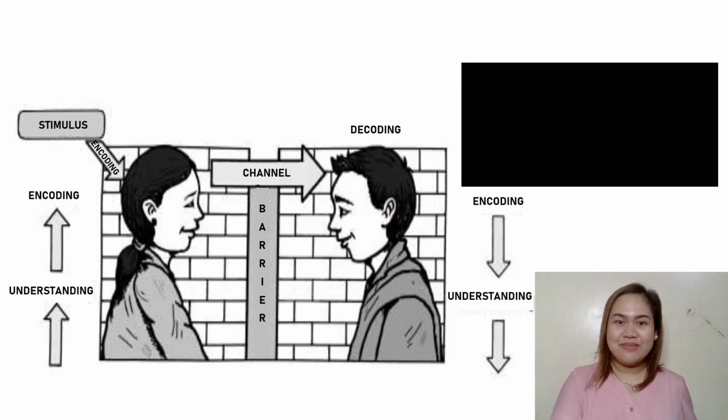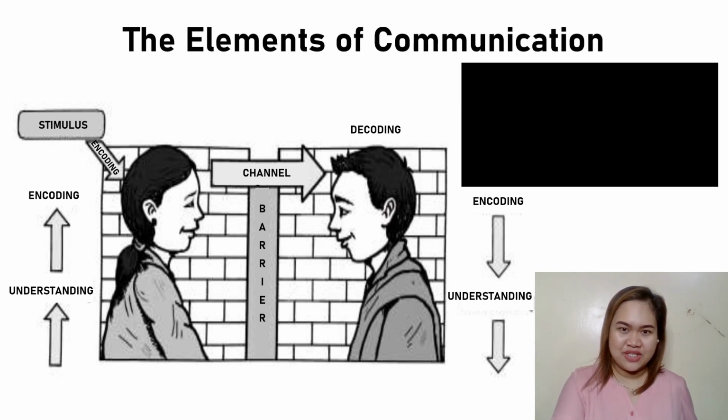Now that you understood communication and its nature, we're down to the last, the process of communication. But before we go to the process of communication, it is important for you to understand first the elements of communication. Just a reminder, the elements of communication can't be found in your module. I am just discussing this as additional information for you to better understand the lesson. So, what are the elements of communication?